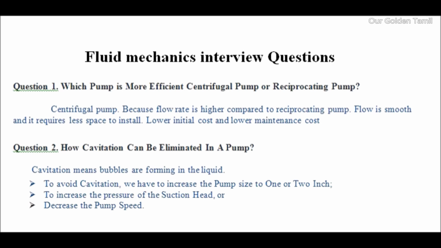Question 2. How cavitation can be eliminated in a pump? Cavitation means bubbles are forming in the liquid. To avoid cavitation, we have to increase the pump size to 1 or 2 inch, increase the pressure of the suction head, or decrease the pump speed.